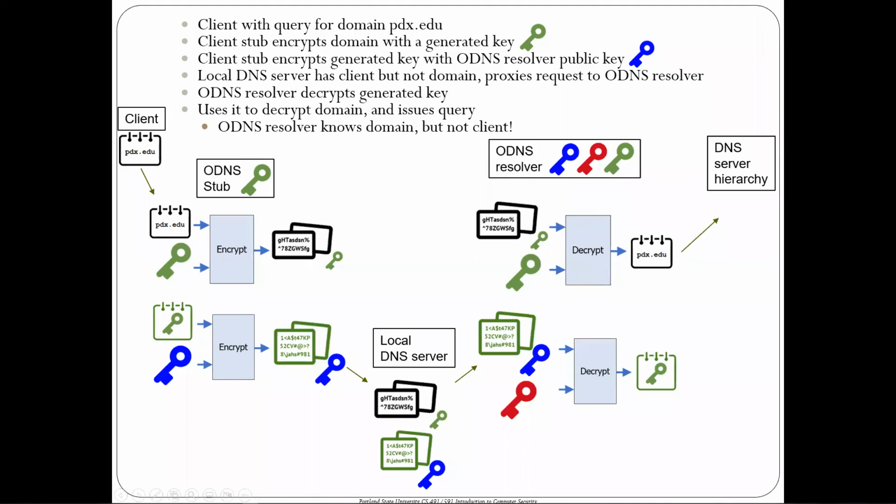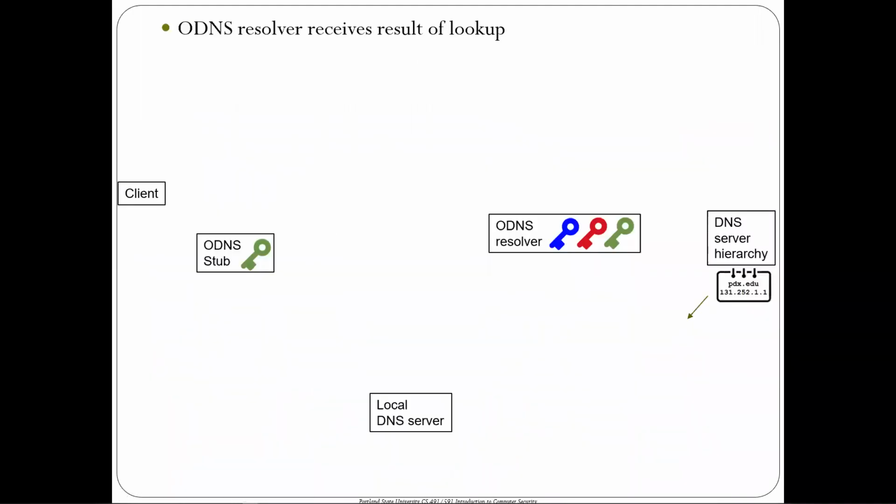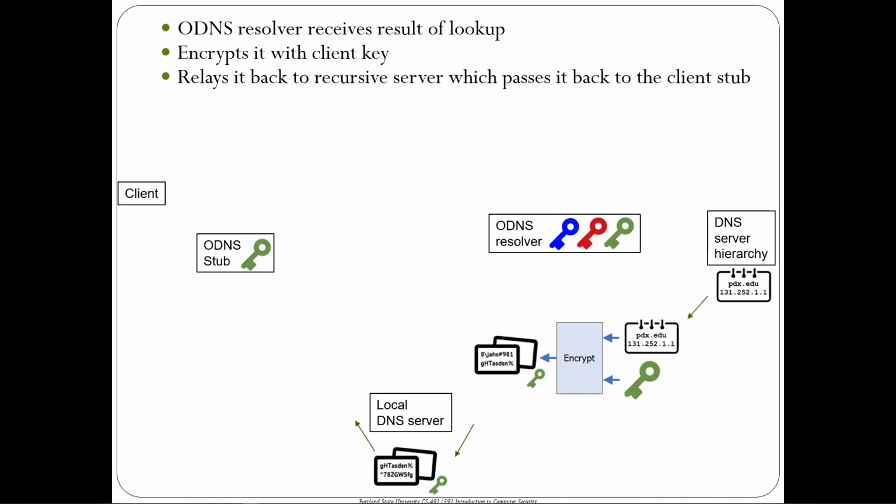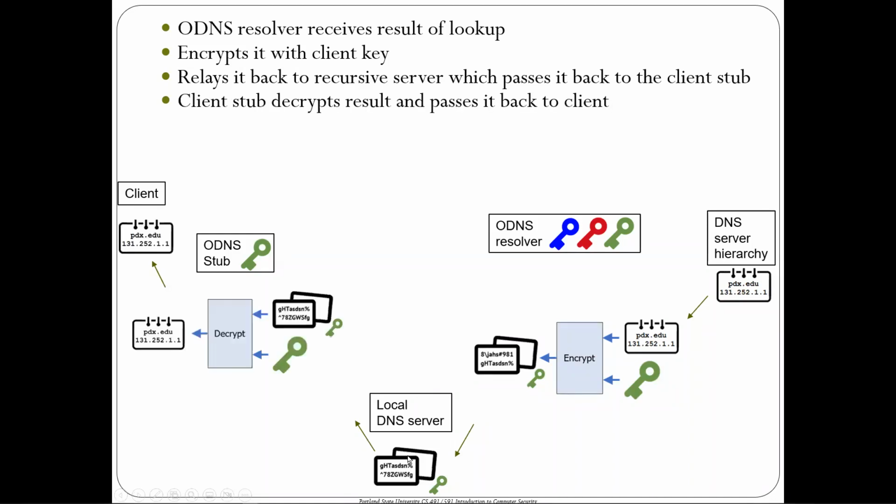pdx.edu is some IP address, and that's what comes back from the hierarchy, 131.252.1.1, let's say. Now the open DNS resolver is going to take that result and encrypt it. So this is from the right to the left, and it generates the response encrypted with the session key. It sends this back to the local DNS server, and of course, this response is not viewable by this server. Then it goes all the way back to the stub. And then the client stub has that session key, decrypts this, and then the resolution has happened.